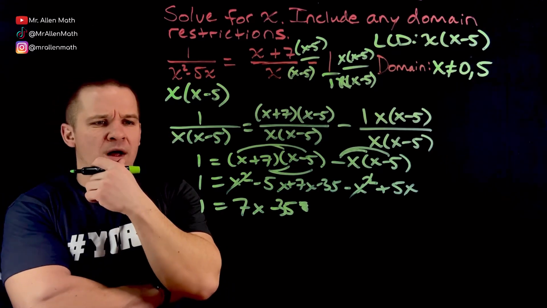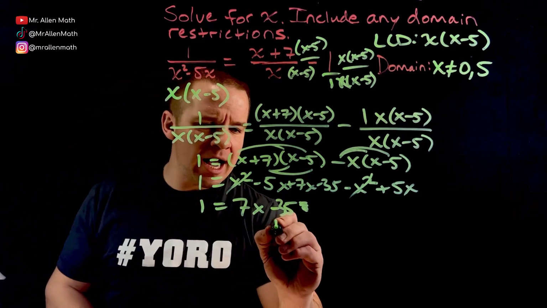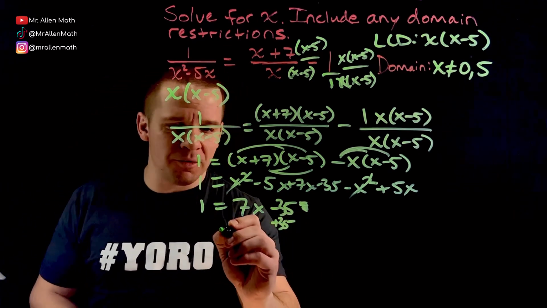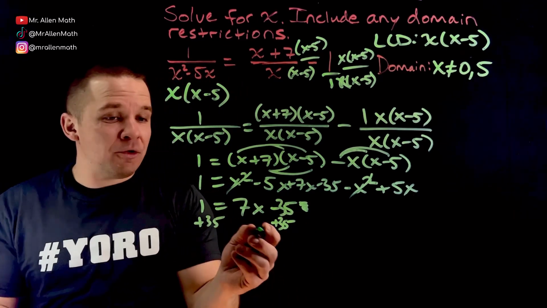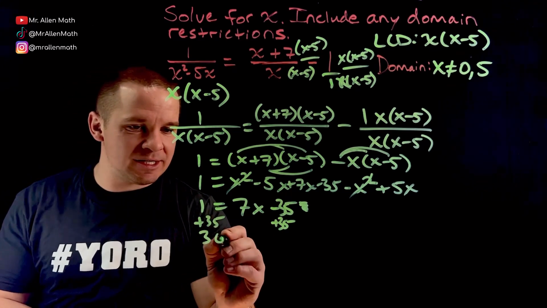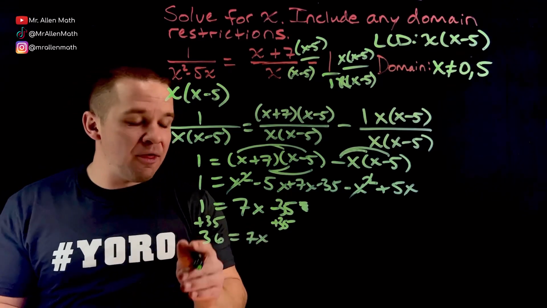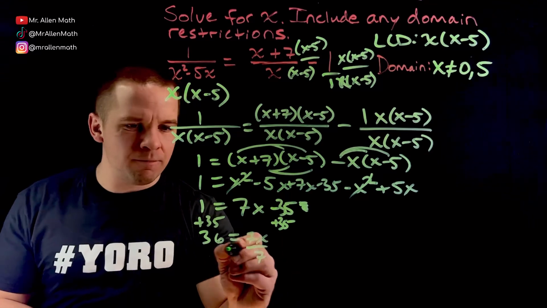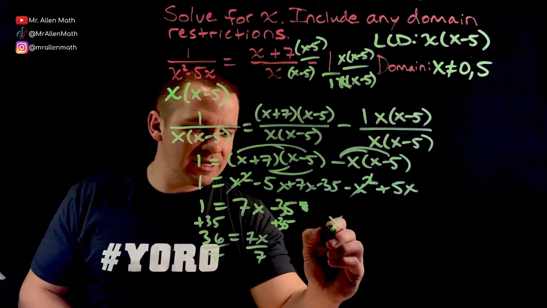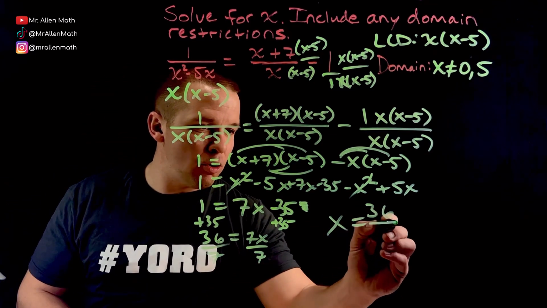Now what? Well, I need to solve for x, right? So how about I add 35? Plus 35 to both sides. And now what I have is 36 equals 7x. And then I can divide by 7 on both sides. Boom. And I get x equals 36 over 7.